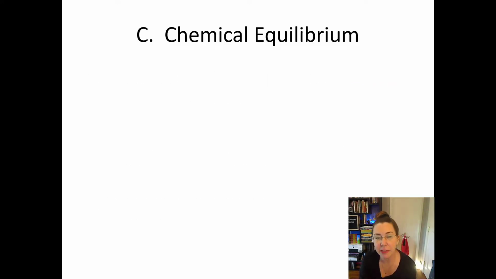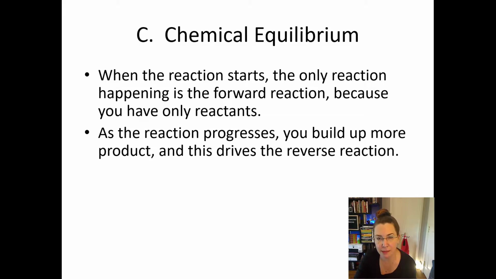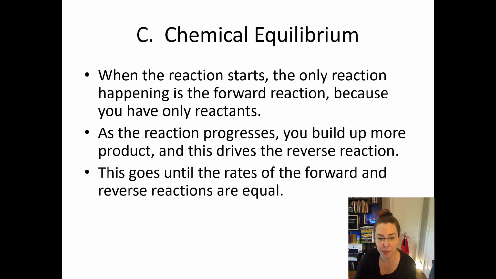Our third type of equilibrium is chemical equilibrium, and this is the one we're going to be spending the most time with. In a chemical reaction, when the reaction starts, the only reaction happening is the forward reaction, because all you have is reactants. You saw this in a couple of the video clips we watched, as well as in the game that you played. As the reaction progresses, you build up more product, and this then allows the reverse reaction or the left shift to begin. This goes until the rates of the forward and the reverse reaction are completely equal.